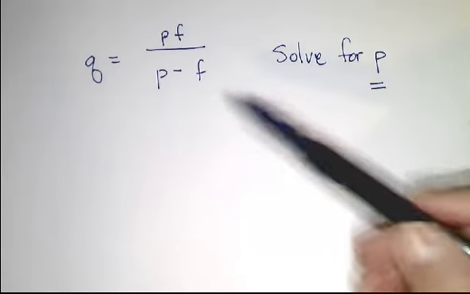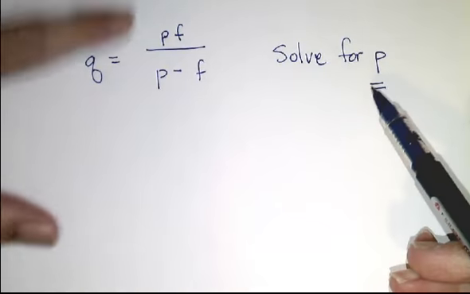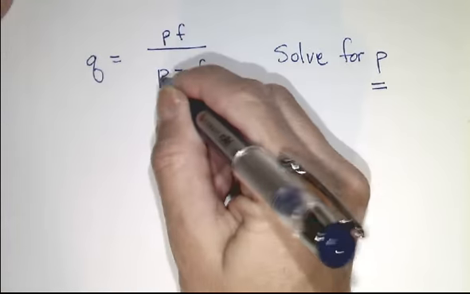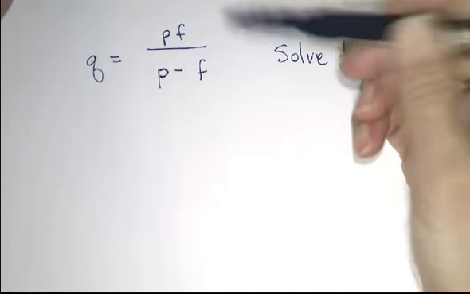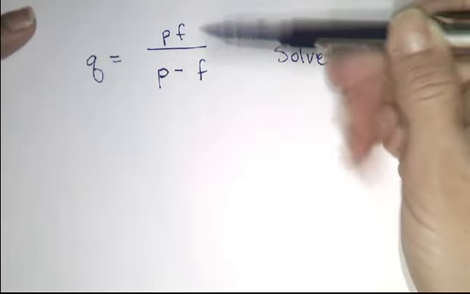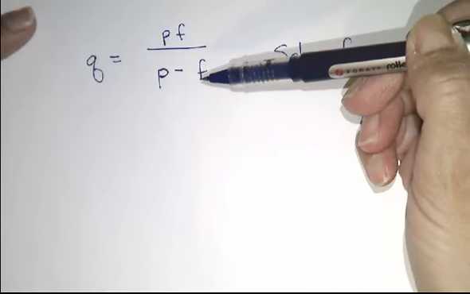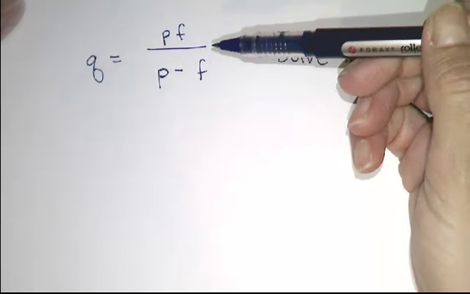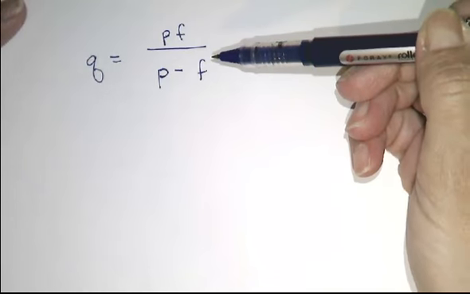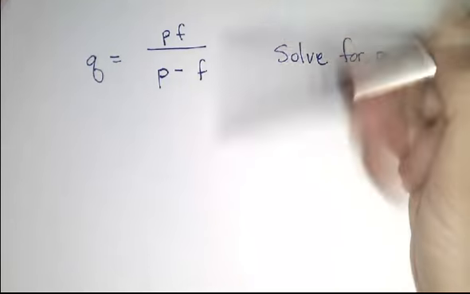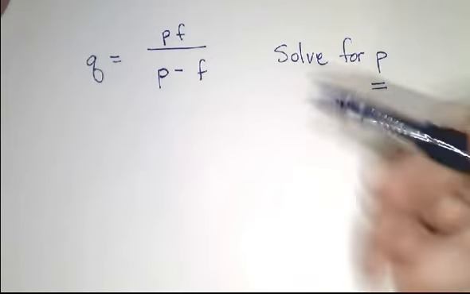Alright, in this problem we want to solve for the variable p. Now, if you look here, we have p's on both top and bottom of this fraction to the right. So we need to do some finagling in order to get all of our p's on top and on the same side of the equation.